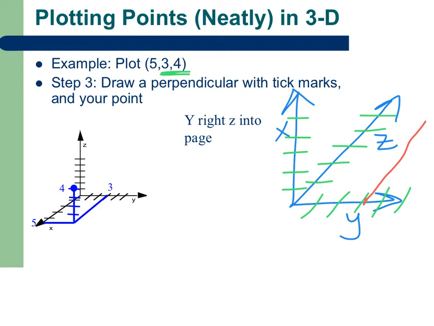And 1, 2, 3, 4 along the z. Notice I'm sort of continuing the direction of the tick marks, right? And then we'll just erase that extra little bit. And let's just write in that y was 3 and z was 4. And now we need to go 5 in the x direction. So let's make our up axis and go 1, 2, 3, 4, 5. And there's our point.